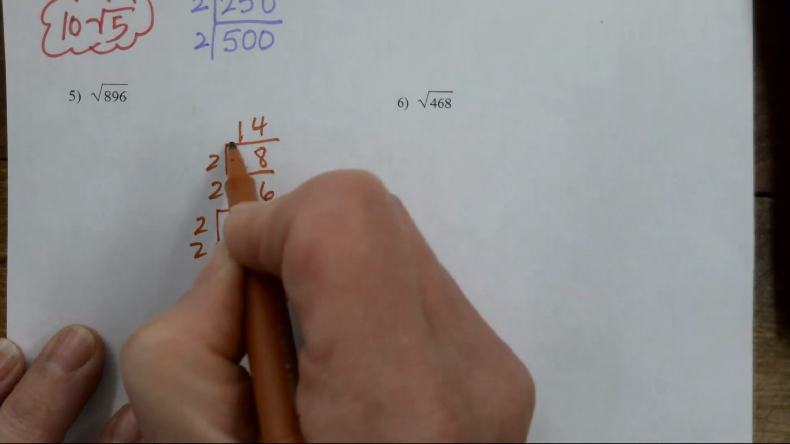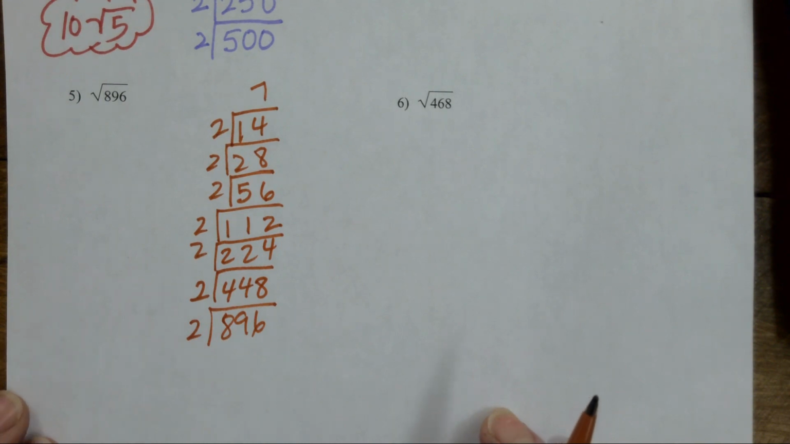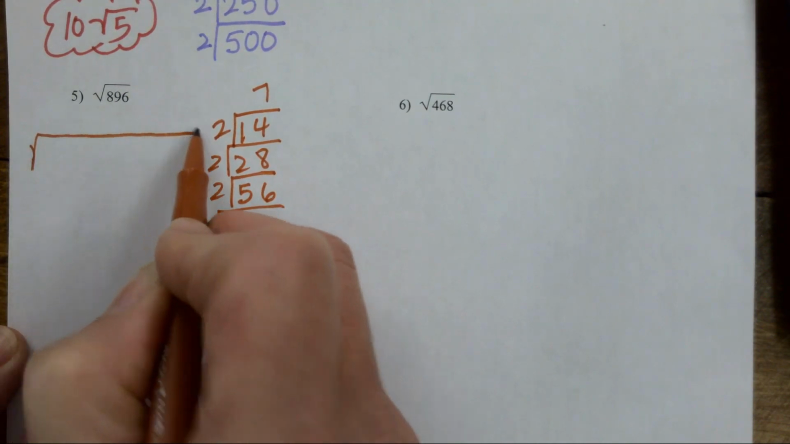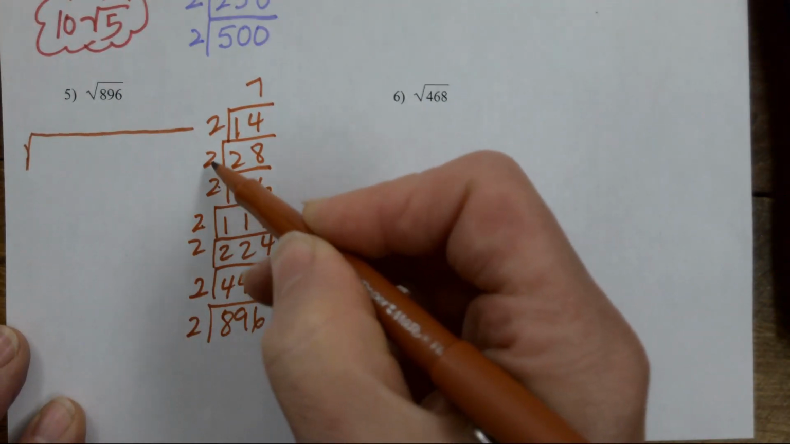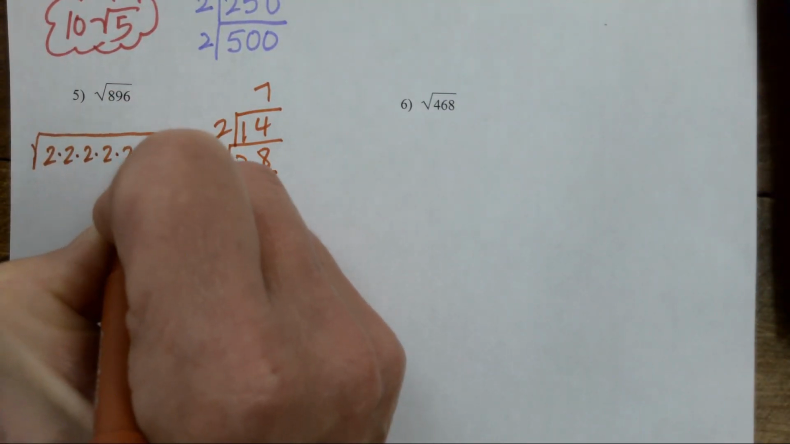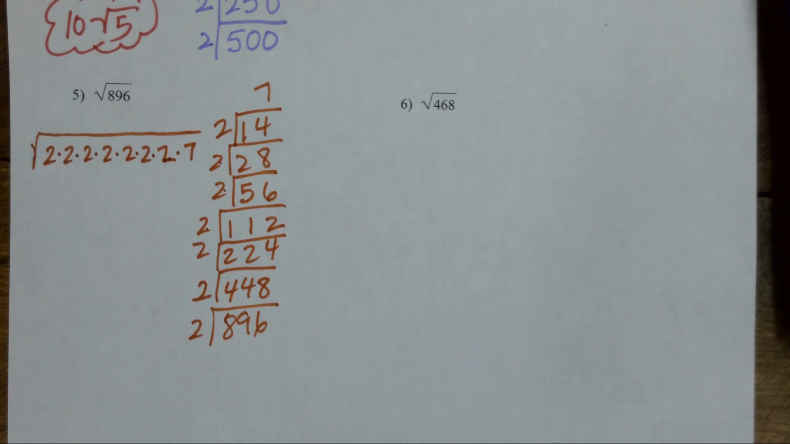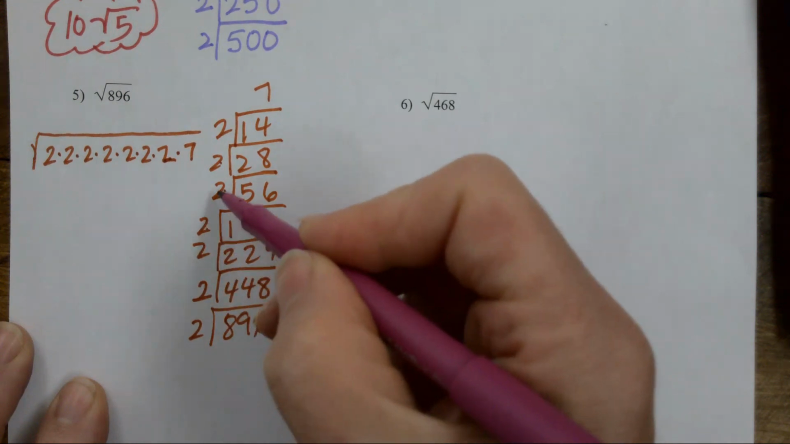Does 2 go in again? Yes. Does 2 go in again? No, 7's prime. So now, 1, 2, 3, 4, 5, 6, 7 2s, and a 7. I counted 7. Did I count right? Yeah, you're right. 1, 2, 3, 4, 5, 6, 7, and a 7.